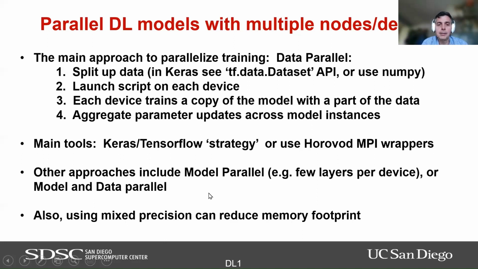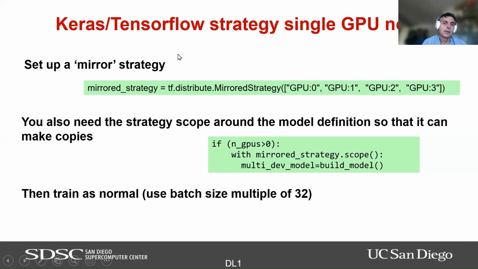All right, so let's talk about, as I said, the data parallel is the most common approach. So let's talk about this some more. In Keras and TensorFlow, if you're running on a single GPU node, which is going to have several devices, you can set up what's called a mirrored strategy. There's a distribute module with a mirrored strategy function, and you tell it, let's mirror my model on these GPU devices. On Expanse, for example, our GPU node has 4 GPU devices.